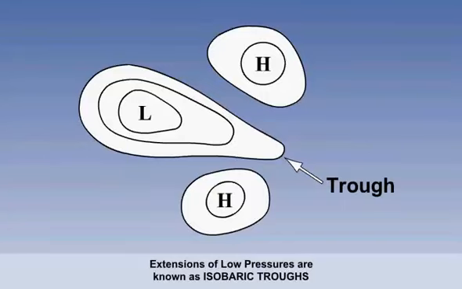Depressions of any kind will change through time and be of various shapes and sizes. By analysing the pattern of the isobars, it is possible to identify the shape of the low pressures. If we can see the isobars forming a finger-like protrusion away from the centre of the low, then we call this an isobaric trough of low pressure.